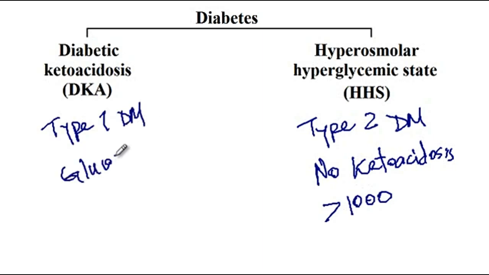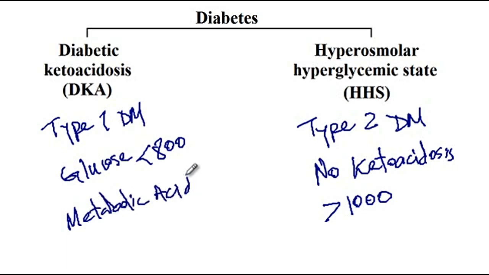Glucose is less than 800 milligram per deciliter, but then there is metabolic acidosis with elevated anion gap due to the increase in the level of ketone bodies. So just keep that in mind.